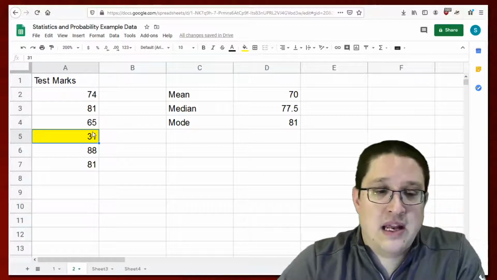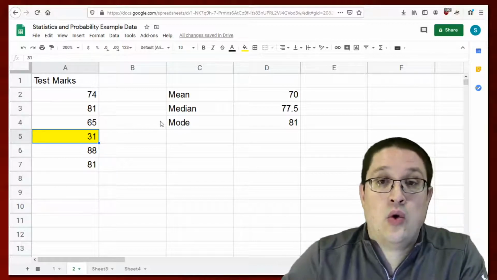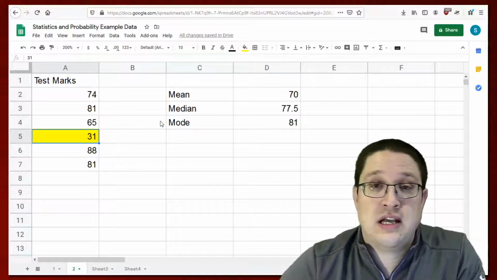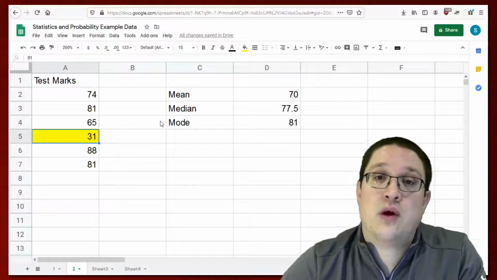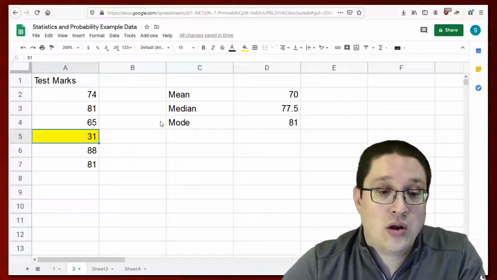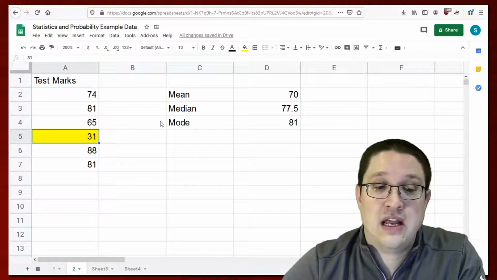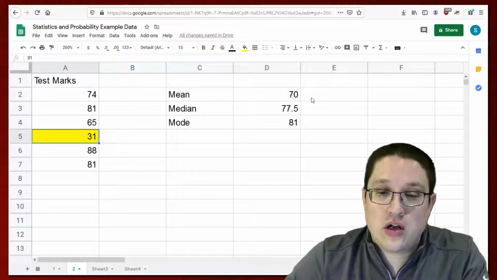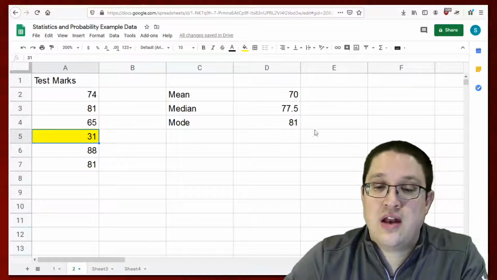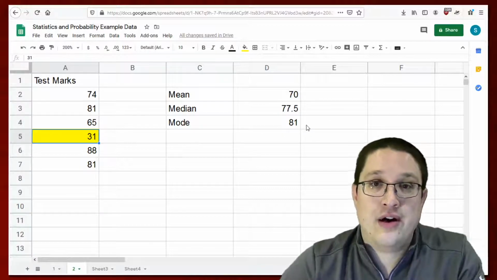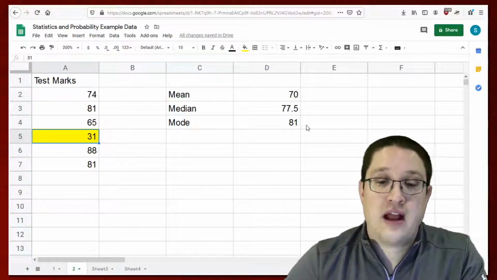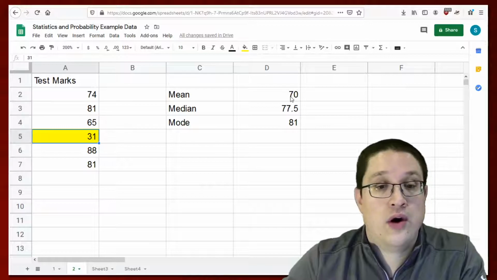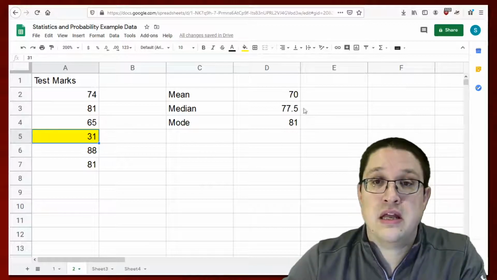Maybe you had a bad day when you were taking that test, or maybe you forgot there was a test. Whatever the reason, you scored poorly on that particular test. So that was what we could consider an outlier. All of the rest of these are between 65 and 88. But this one is unusually low. Now, if we look, our median and our mode are quite a lot higher than our mean here. This is because an outlier affects the mean, whereas an outlier does not affect the median and the mode.